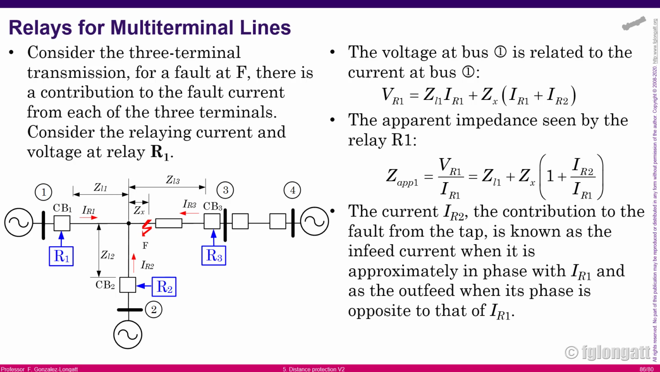Okay, let me do it in this way. We have the current coming here, and that is the current I1. And from this branch, we have the current that is coming here, and that is I2. They arrive at the node, and then they keep going, and this is I1 plus I2.